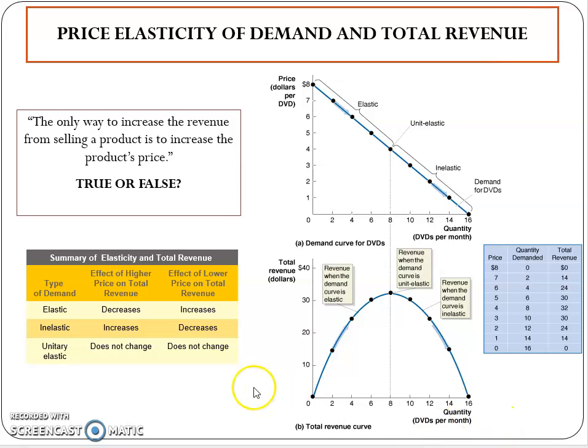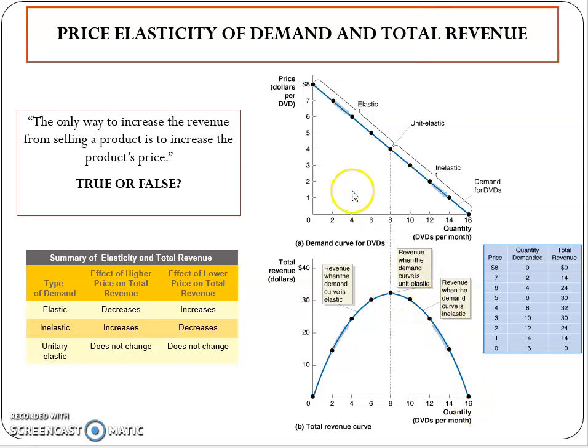The effects are summarized here in the table. When we lowered the price and we had an elastic demand, total revenue increased. That was this phase here. But then when we lowered the price and we had an inelastic demand, total revenue decreased. That was this phase here.